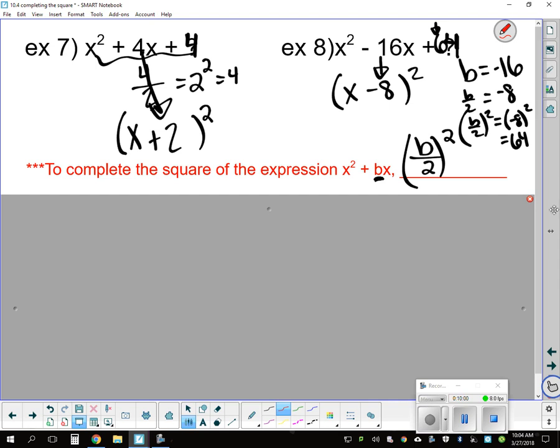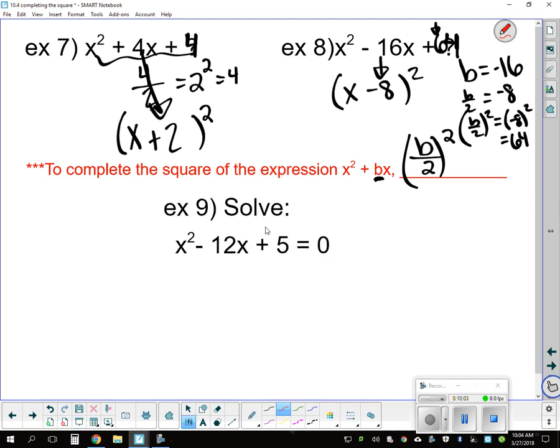Okay, so this all leads us to what we want to be able to do, which is solve a quadratic equation using this method of completing the square. So if you missed everything I've said so far, this is what you need to be able to do, starting here.